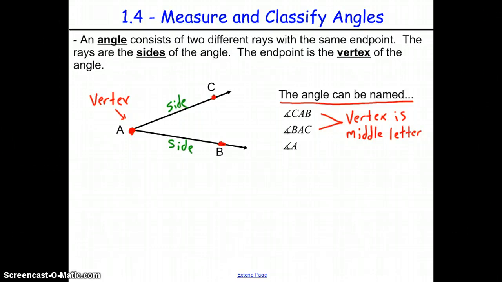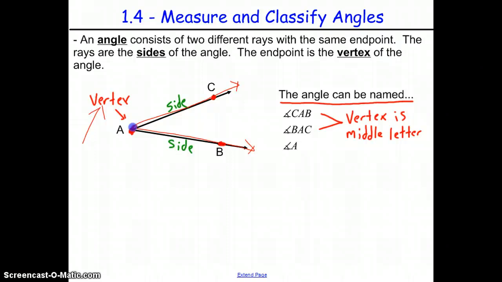All right, so section 1.4, measure and classify angles. First, we've got to define what an angle is. It consists of two different rays with the same endpoint. You've seen an angle before, you kind of know what it looks like, but the proper definition says it's two rays. So, we have ray AC and ray AB. They are two different rays. They have the same endpoint. Remember, the endpoint of a ray is where the ray starts. So that's point A. In an angle, that is called a vertex. That common endpoint is the vertex of the angle. It's a very important point. The rays are the sides of the angle.